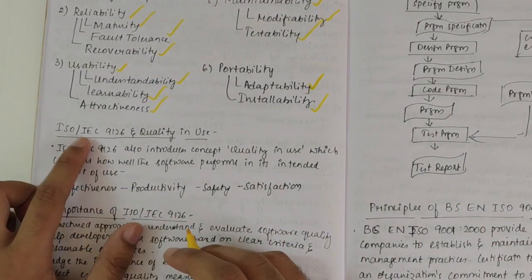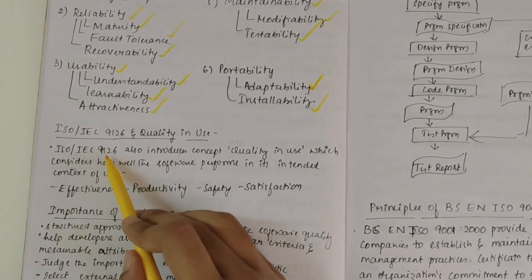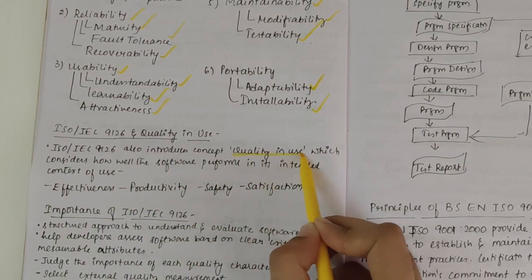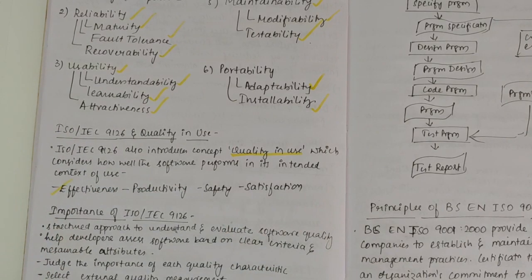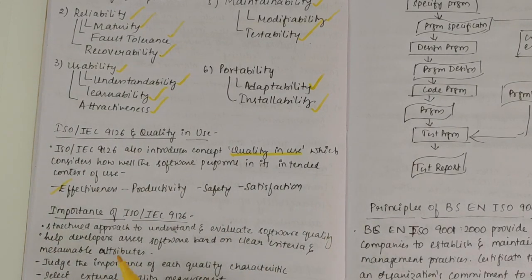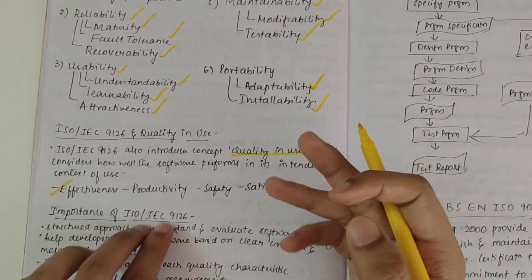Next, we have ISO IEC 9126 and quality in use. ISO IEC 9126 also introduces the concept of quality in use, which considers how well the software performs in its intended context of use. The first one is effectiveness. The software's capacity to achieve the specified goals with accuracy and completeness comes under effectiveness.